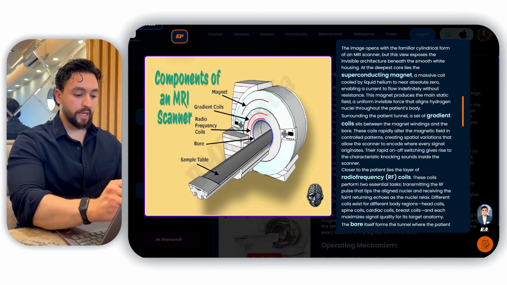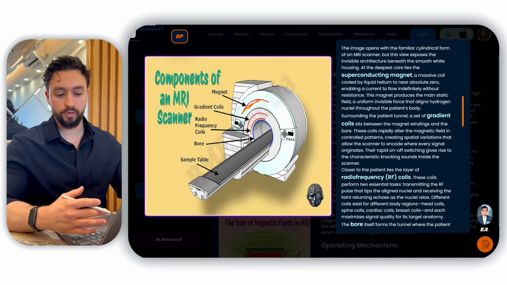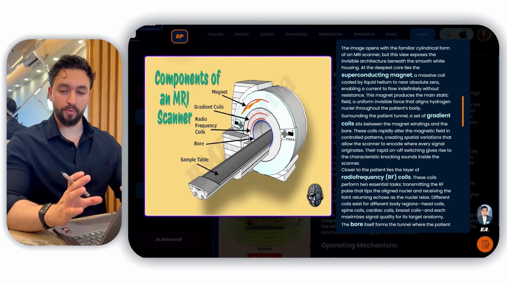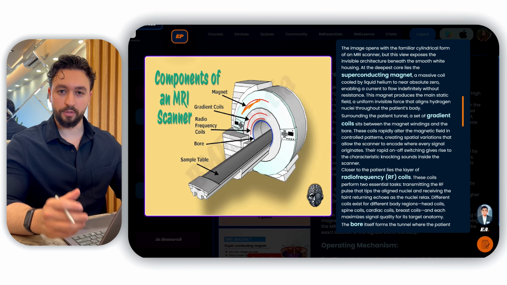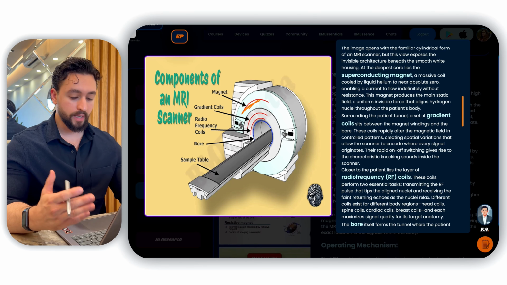Now, secondly, we have the gradient coils. For the gradient coils, I need to move you away from the MRI masterclass, and I need to take you to the MRI physics course from our 22 plus connected course curriculum in order for us to understand.